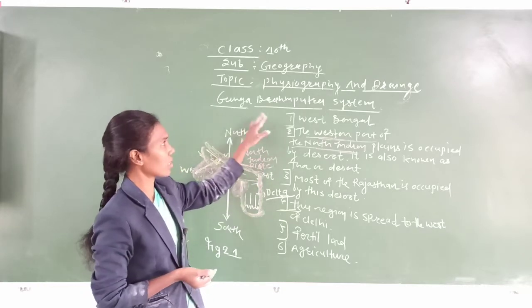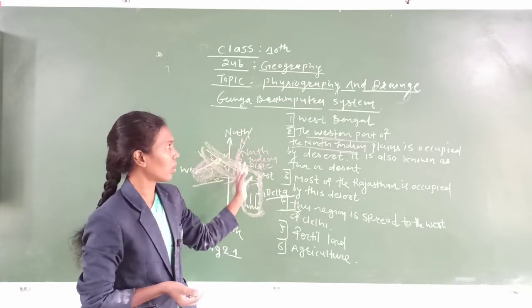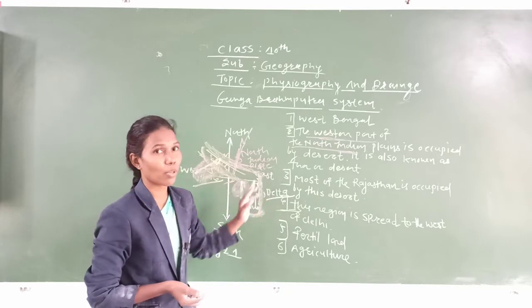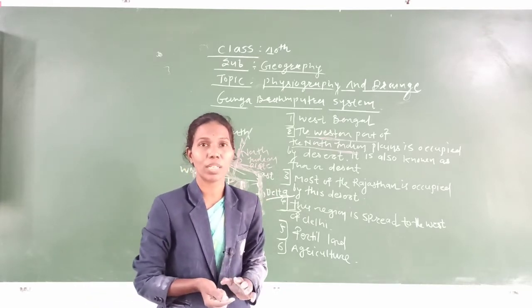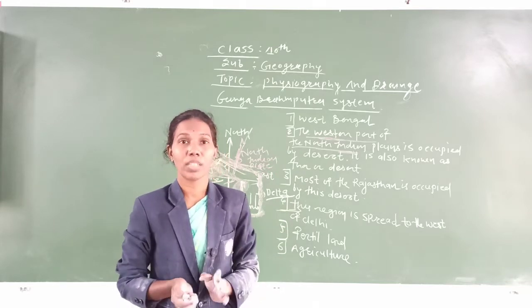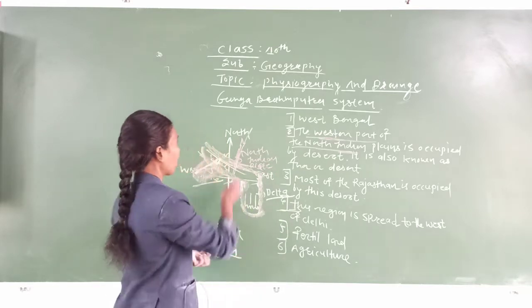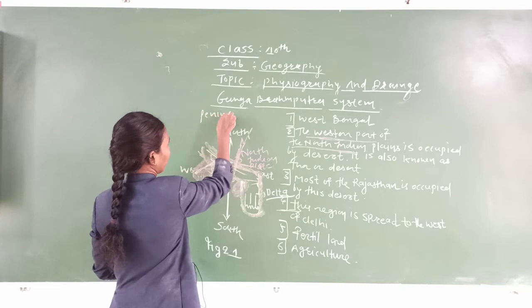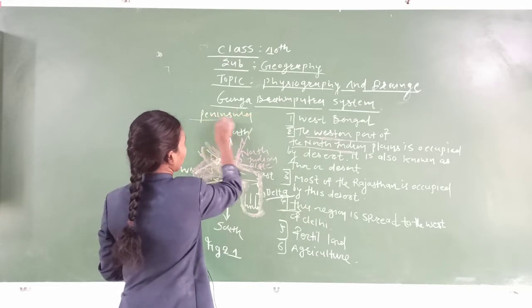Okay, so that is the Ganga Brahmaputra system. Note down the Ganga Brahmaputra system. It is also asked in an exam for 2 marks. So mention this in your notebook. Then after that we learn the peninsula. What is the peninsula? That is the peninsula plateau.